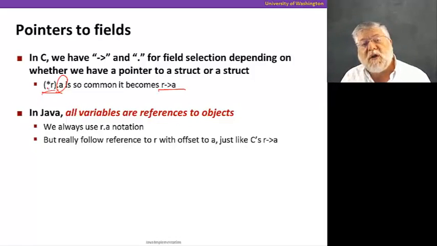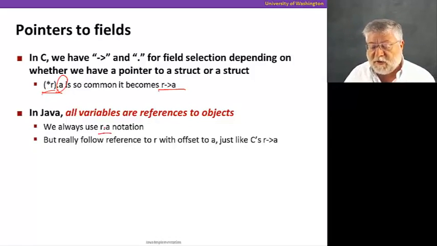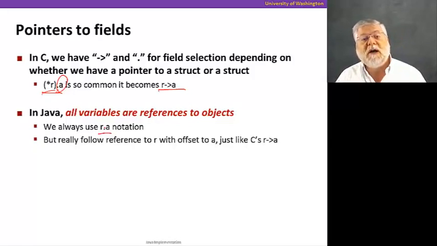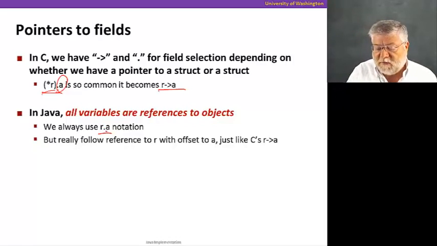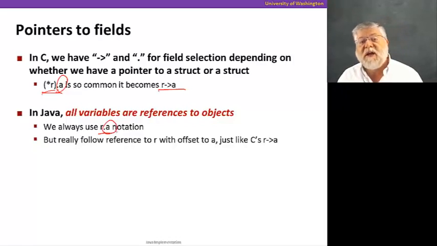In Java, since all variables are references to objects, we don't have to worry about that explicit dereference. Instead, we always dereference by default, so we can use a simpler notation, just r.a, to refer to a field within an object. But the thing to remember is that what's actually going on here is we are taking the reference or pointer to the object, going to that location, adding the offset, and finding that field that way.